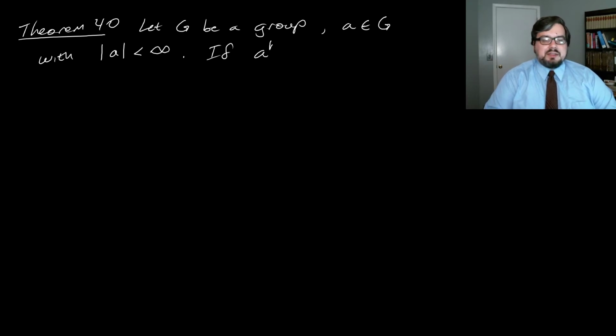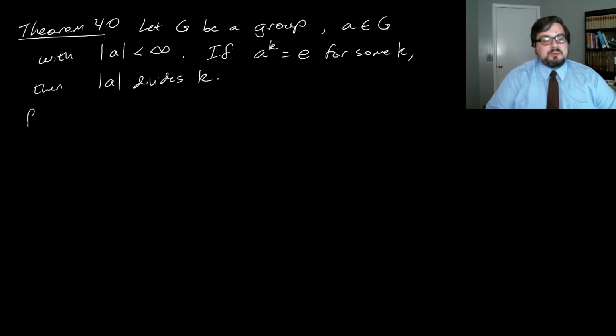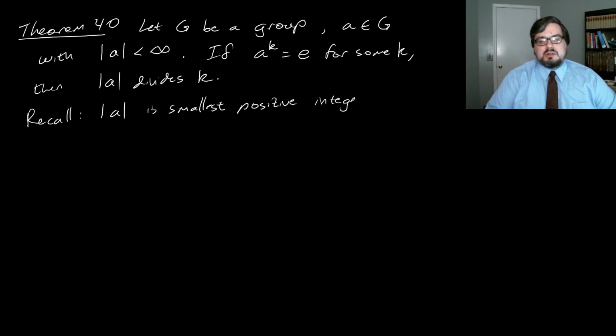If A to the K is the identity for some K, then the order of A divides K. So before we get into the proof, recall that the order of A is the smallest positive integer n such that A to the n is the identity.